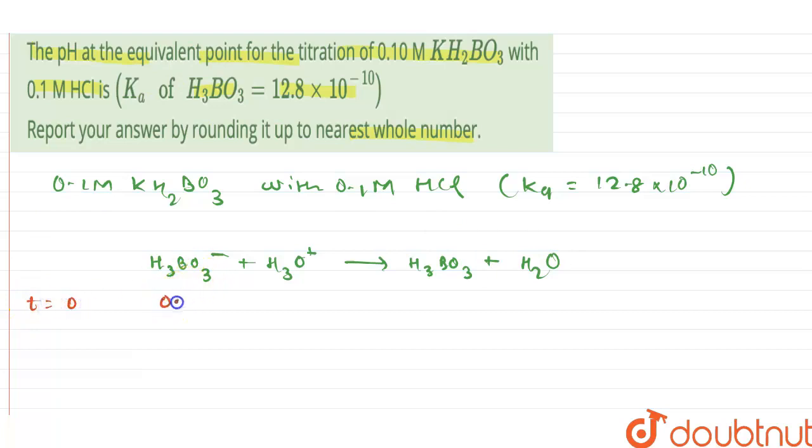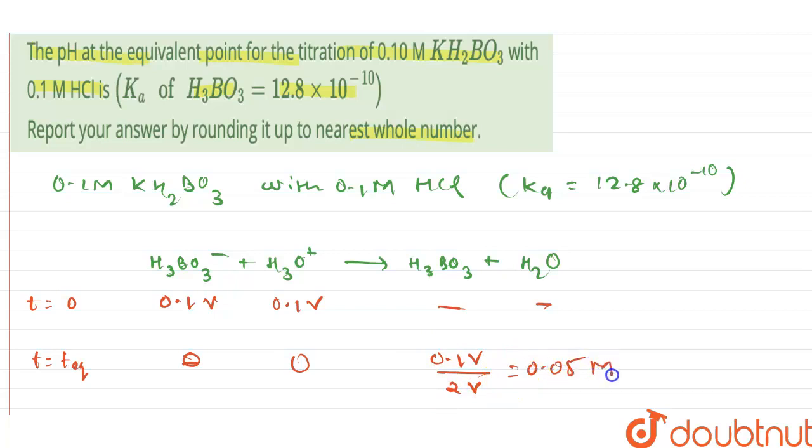At time t equal to 0, we have 0.1 V moles from N1V1, and 0.1 V, and 0 of this. At t equivalence, 0 moles of this would be remaining, 0 moles of this would be remaining, and only this would be there, that is 0.1 V, the final moles, divided by total volume. That will give me 0.05 molarity.